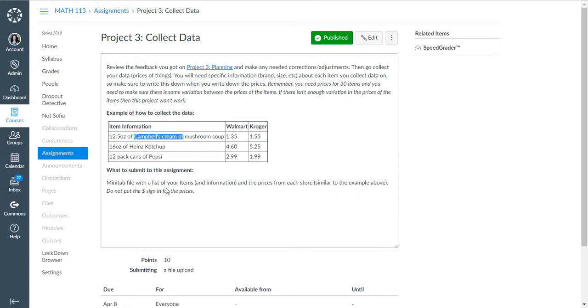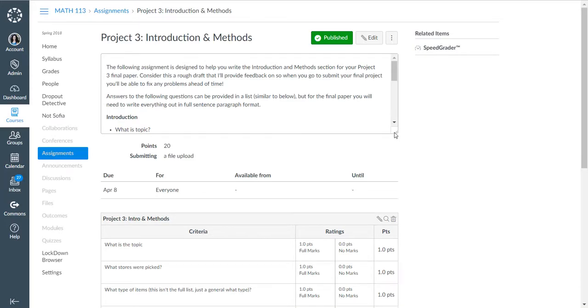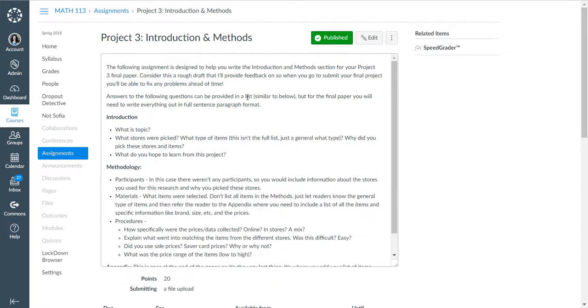Put that in the Minitab file, because what you're actually submitting is the Minitab file. You do not need the dollar sign in the Minitab file. In fact, that will mess things up. So just put it into Minitab, similar to like this. That should be pretty straightforward. The only other thing you're doing is just the introduction and methods.